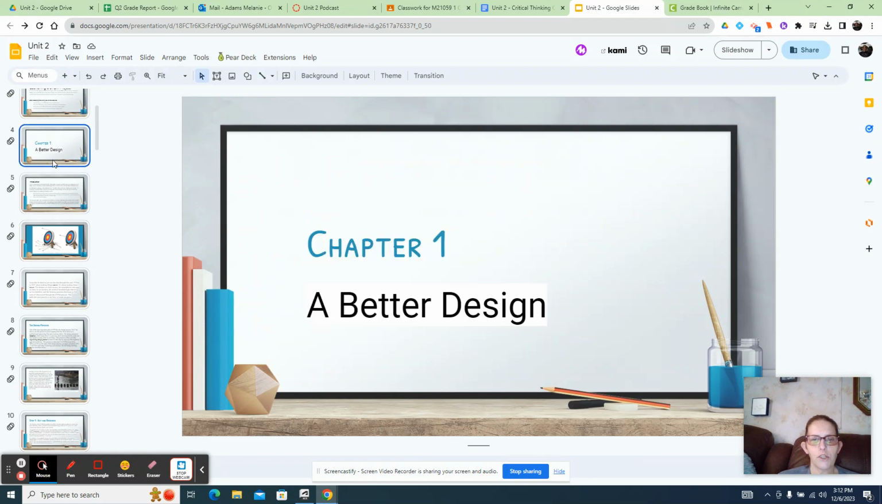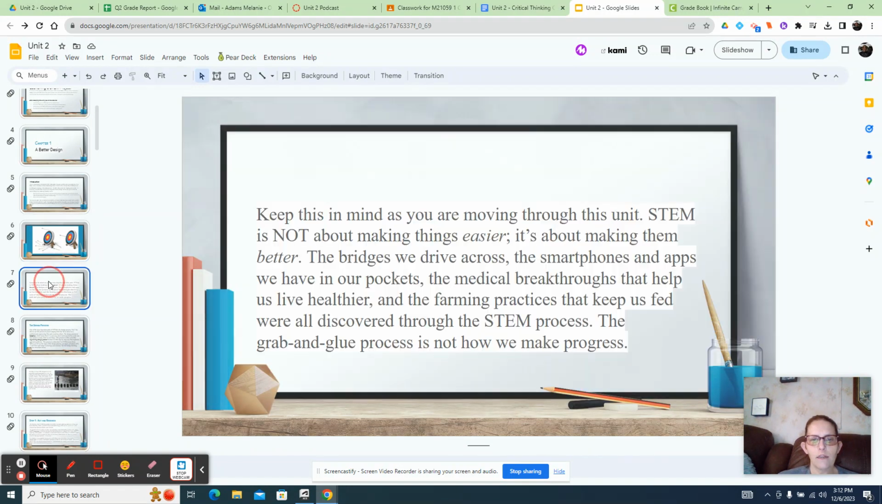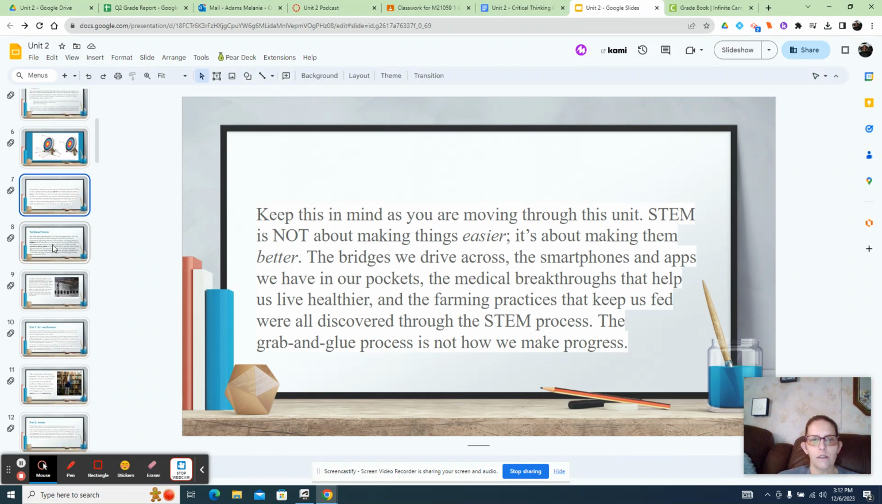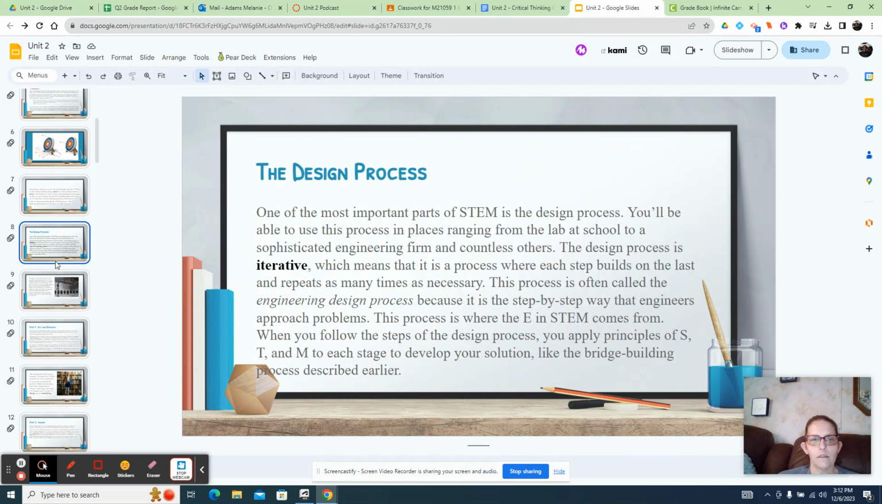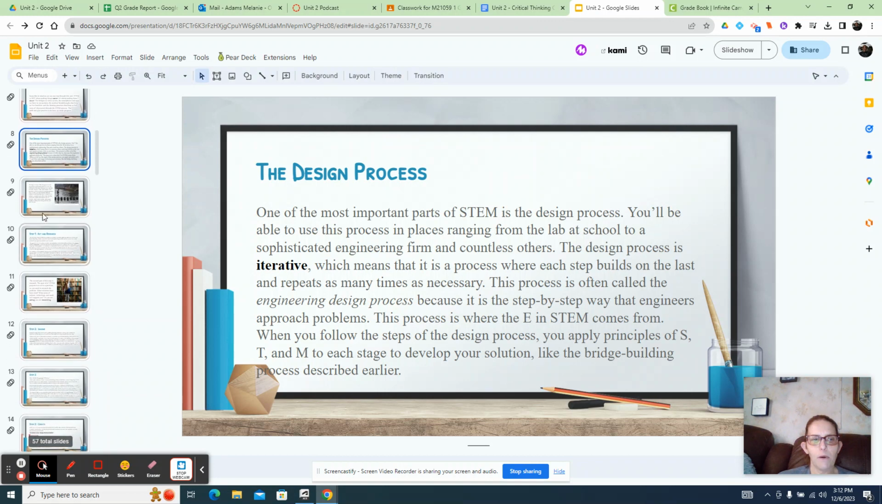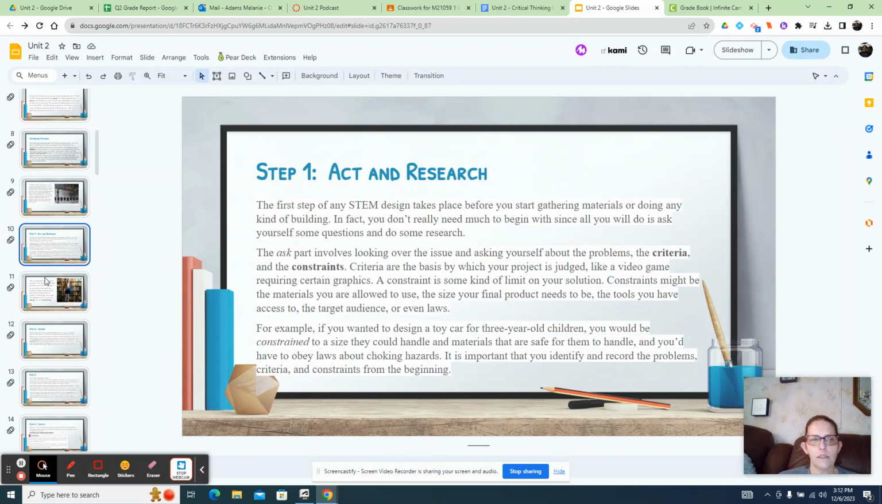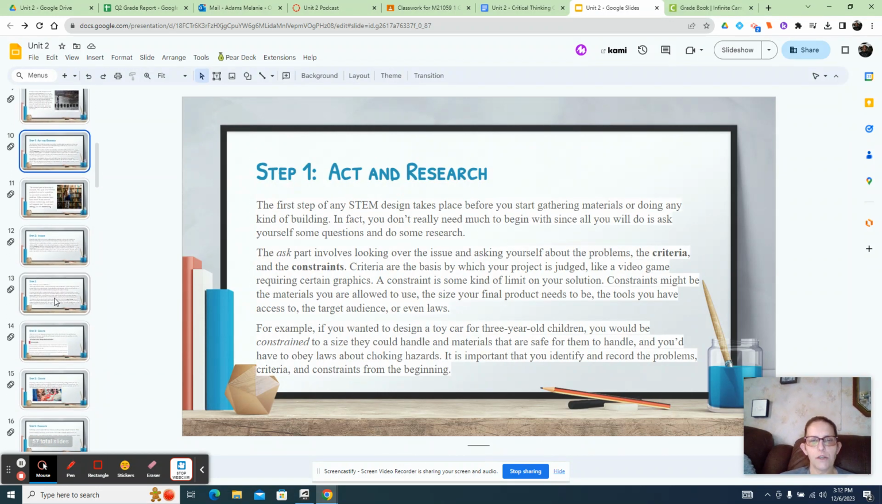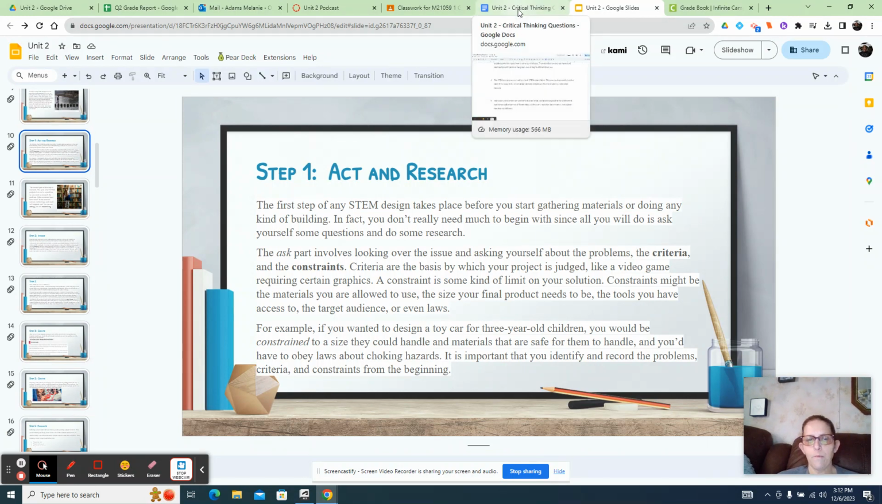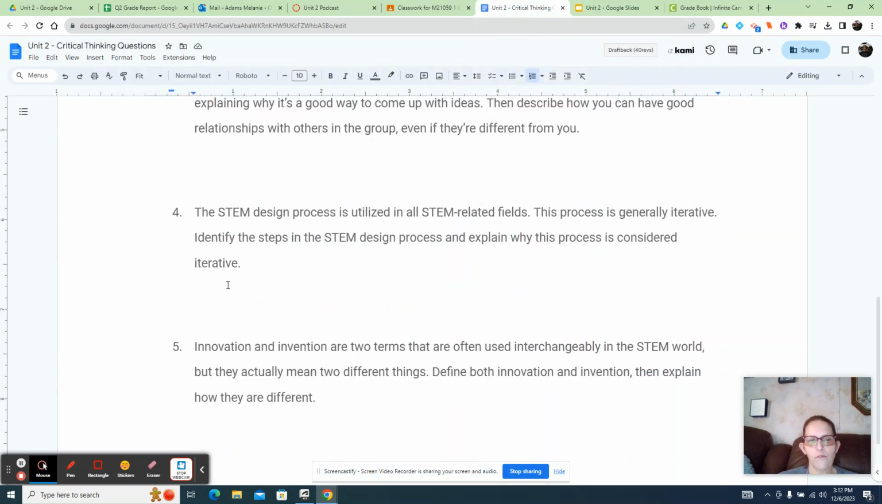So you're going to go to chapter 1, and that's going to give you the information you need. Slide 8 tells you about iterative, and then slide 10 talks about each of the steps. So that'll help you answer number 4.